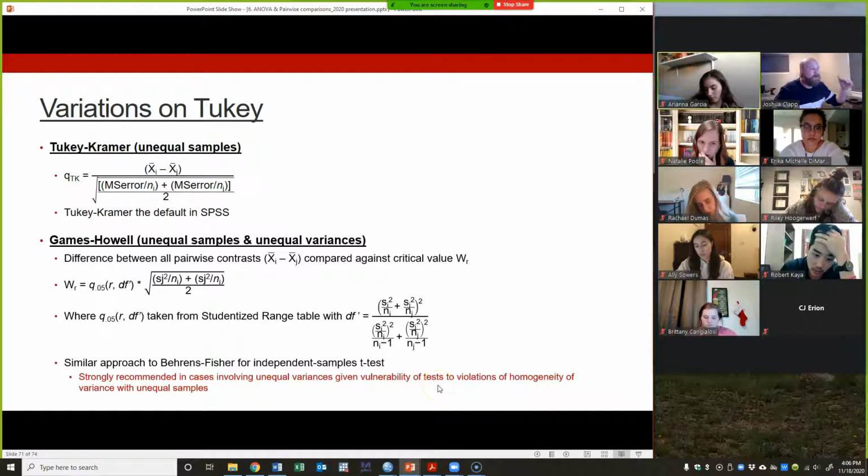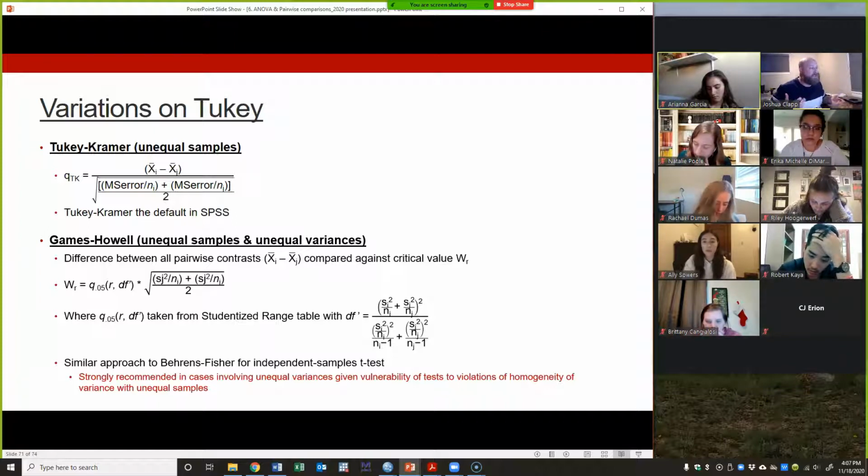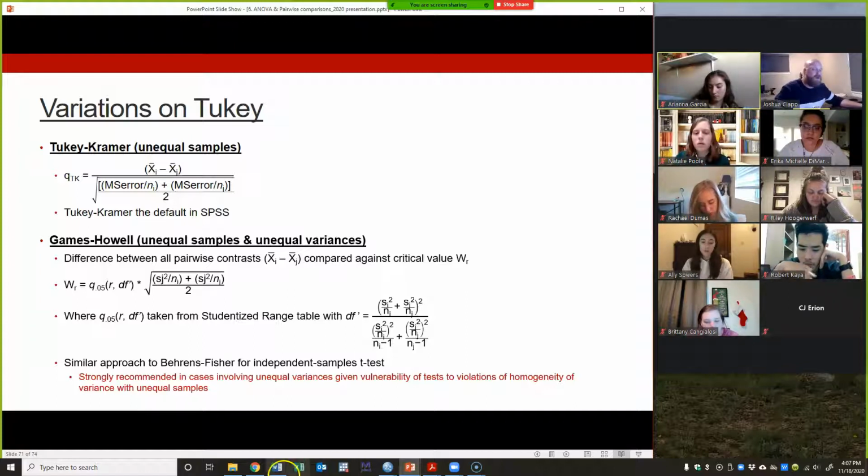This is similar to our Behrens-Fisher approach to the independent sample t-test. With our independent sample t, when we see that we've got unequal variances, we adjust. Same thing here. If I run my ANOVA or omnibus test and it looks like I've got a violation of homogeneity of variance and unequal sample sizes, Games-Howell is probably the test that I'm going to take a look at. And again, it's strongly recommended in cases where we have unequal variances.